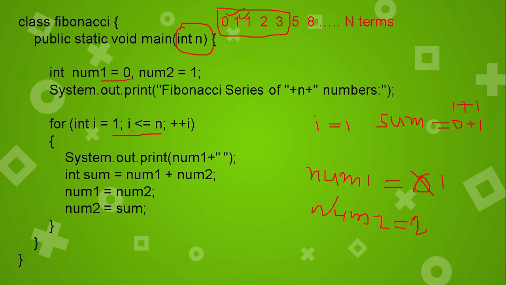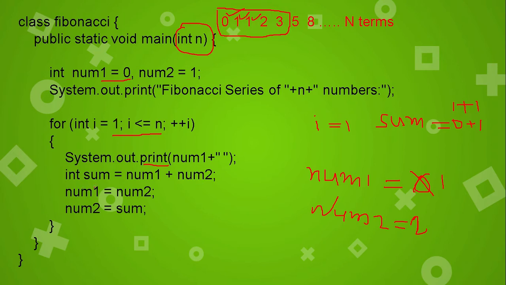3 less than or equal to 5? Yes. System.out.print num1. Look at num1, 1 will be printed. After printing, since we have used print, the cursor will be placed on the same line. That's why, see, I need the cursor on the same line. That's why I have used print.